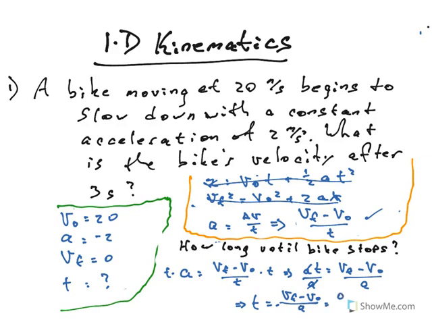So 0, because I'm coming to a stop, that's the final velocity, minus 20, that's the initial velocity. Acceleration is negative 2. 0 minus 20 over negative 2, that's negative 20 over negative 2, which is 10. How long will it take for this bike to come to a stop with this acceleration? 10 seconds.